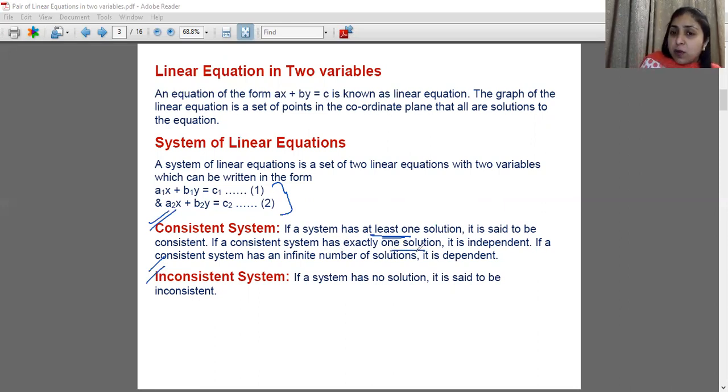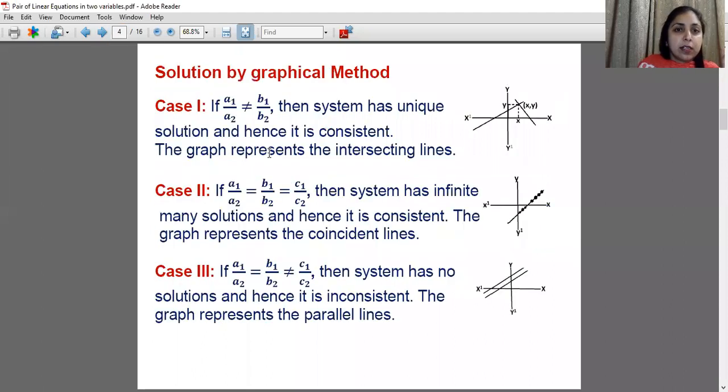If the system has exactly one solution, then it is known as independent, and if it has an infinite number of solutions, then the system is known as dependent, right? Now, what is an inconsistent system? If the system has no solution, then we say that the system is inconsistent. System of what? System of linear equations, a pair of linear equations. Got it? So we have some cases here. Let us discuss those cases too.